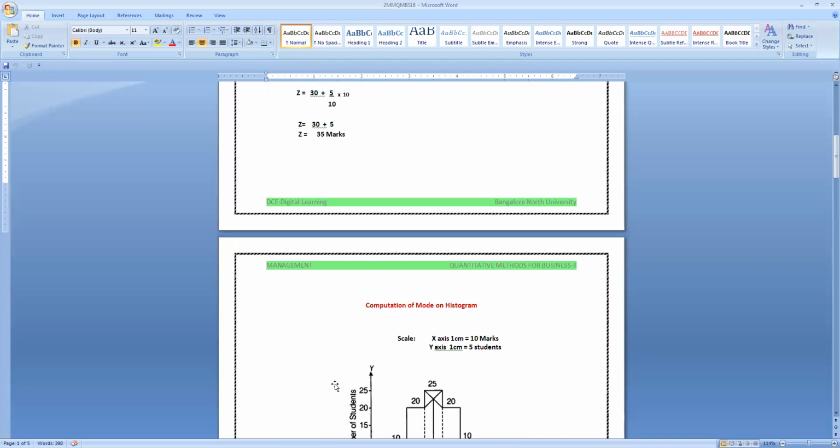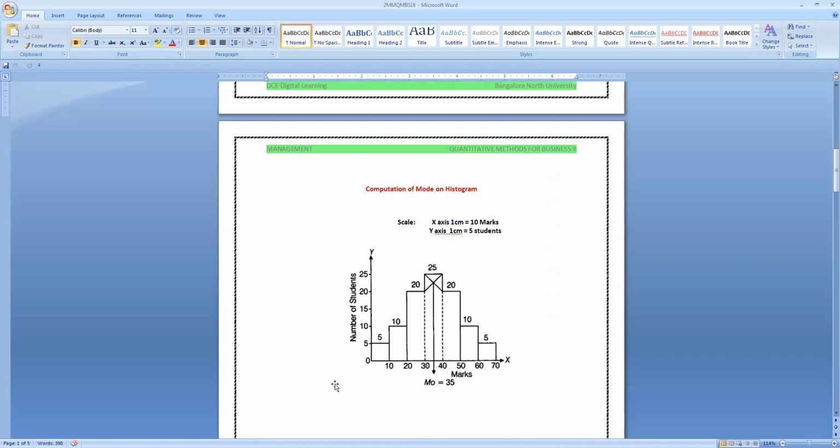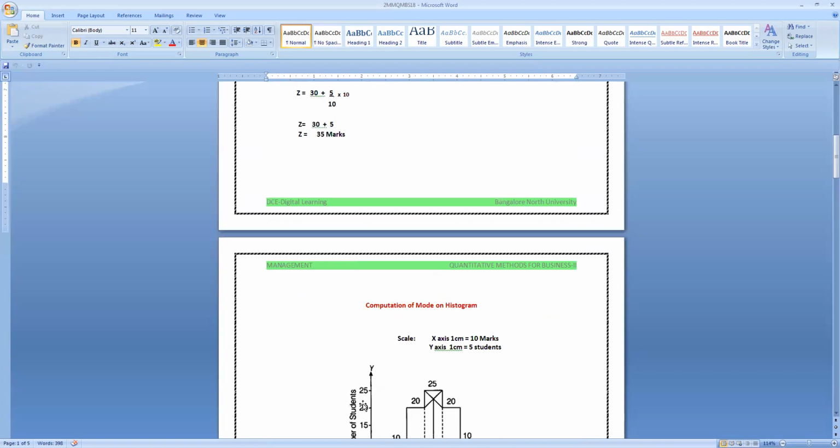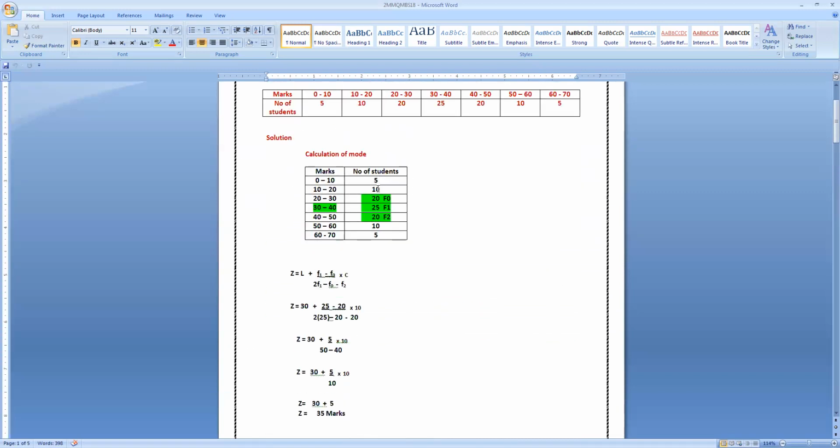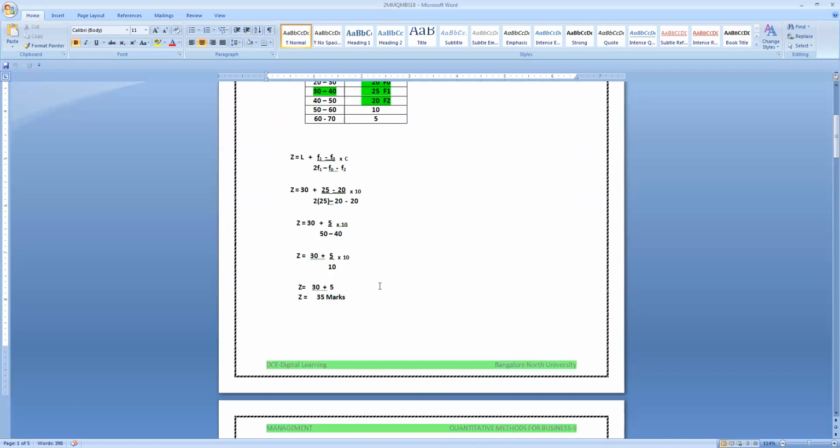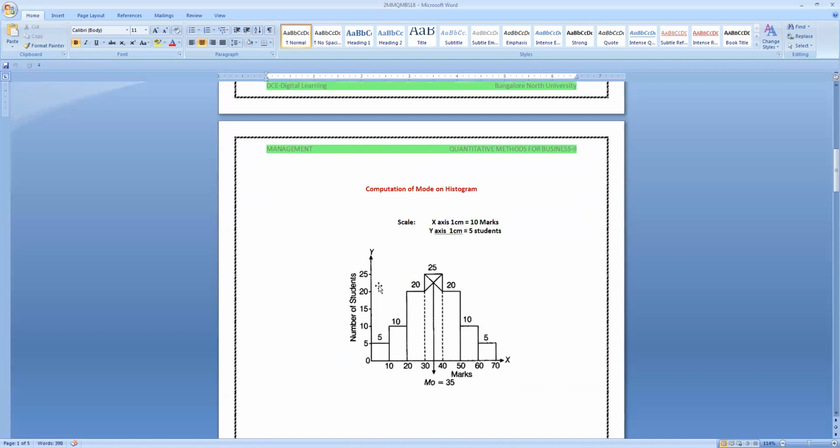Now we have to plot the same thing on the graph. On the x-axis, we are going to mark the class intervals. Here 1 centimeter is equal to 10 marks. On the y-axis, we should see what is the lowest number of students given here. It is 5. So we mark the frequencies on the y-axis: 5, 10, 15, 20 and 25. On the x-axis, we mark the class intervals: 10, 20, 30, 40, 50, 60 and 70.